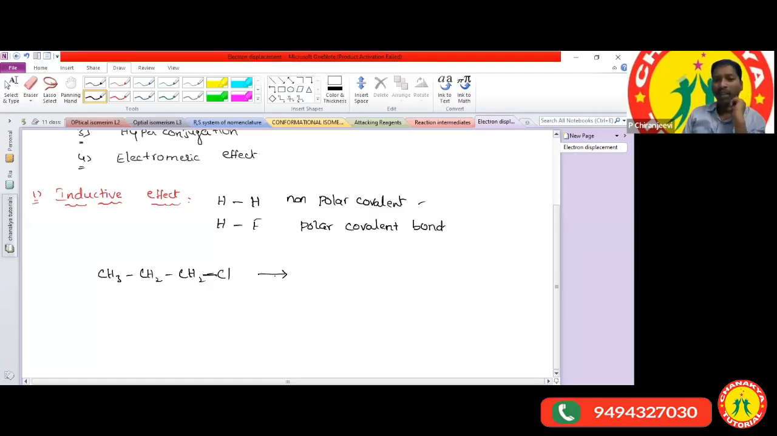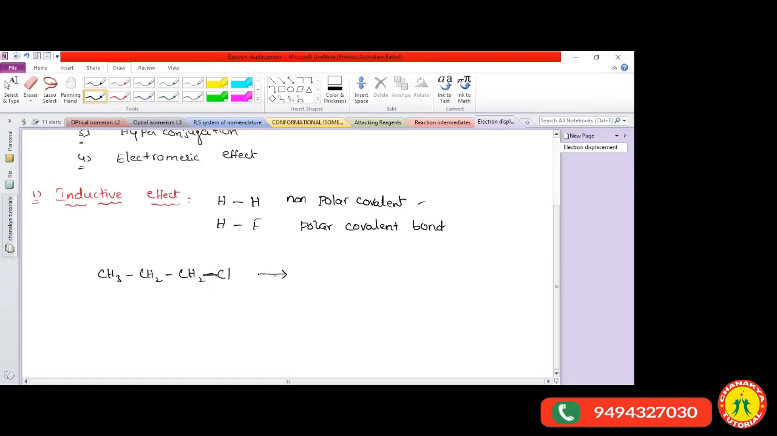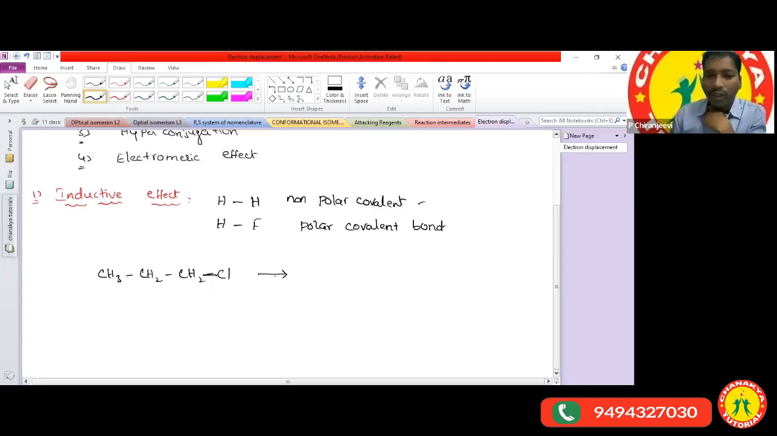Now, if you compare carbon and chlorine, which one is the more electronegative atom? Chlorine is the more electronegative atom. Since chlorine is highly electronegative, it abstracts the electrons, meaning electrons are shifted towards the chlorine. At that time chlorine gets a partial negative charge, and the carbon gets a partial positive charge.